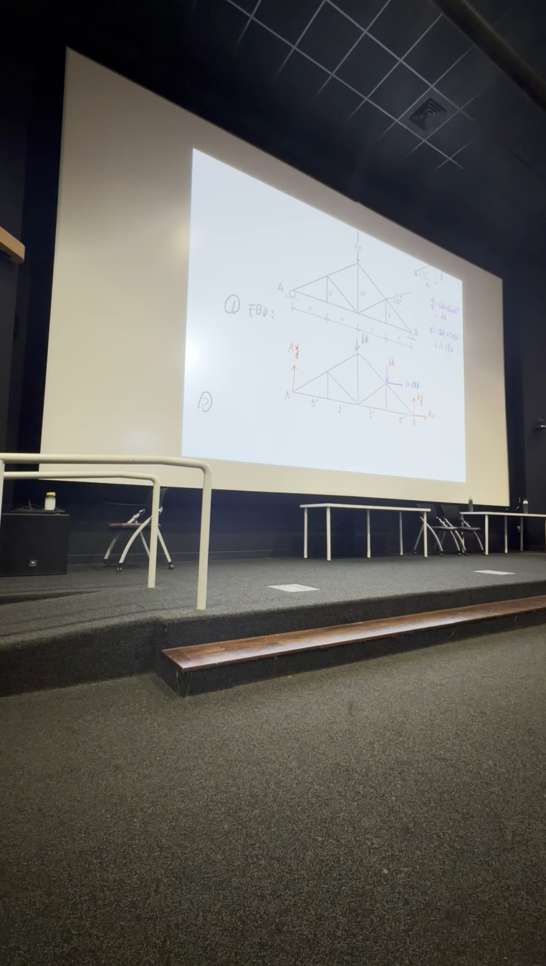The second step still follows the same procedure: set up equilibrium equations. First of all, sigma Fx equals 0. Which forces are in the x direction? You have this 10.39K going to the left, so negative 10.39K. You have this Bx going to the right, so plus Bx equals 0. So you get Bx equals 10.39K going to the right.